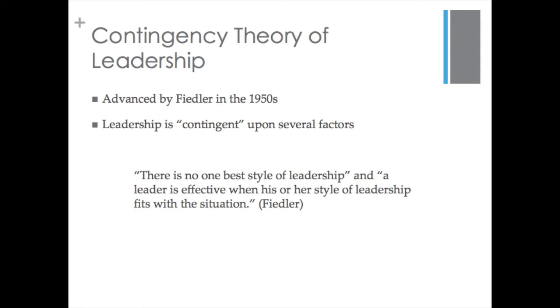The first theory that we're going to look at is a contingency theory of leadership. The contingency theory of leadership is defined as matching the leadership style to a situation. This was originally advanced by Fiedler in the late 1950s. According to Fiedler, there is no one best style of leadership, and a leader is effective when his or her style of leadership fits with the situation. In essence, Fiedler is saying that effective leaders do not change their style to fit a situation, but that leaders are matched to the situation based on their leadership style.